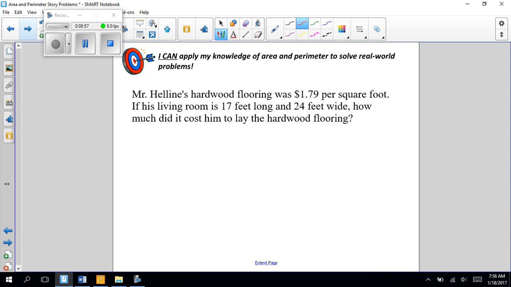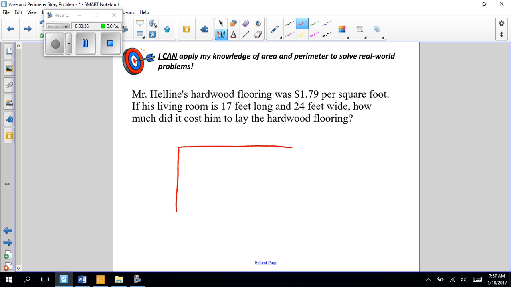All right, so that takes us to this one, hardwood flooring. This is a true story other than this part. That part is kind of made up because I didn't want to give you crazy dimensions of my house yet. But here we go. Mr. Heline's hardwood flooring was $1.79 per square foot. True story. If his living room is 17 feet long and 24 feet wide, that's a true story. How much did it cost him to lay the hardwood flooring? That part is true. It's just not all of my house combined. That's just my little living room space. So I'll give you the hard one when we get to composite area stuff. Go ahead and pause it.